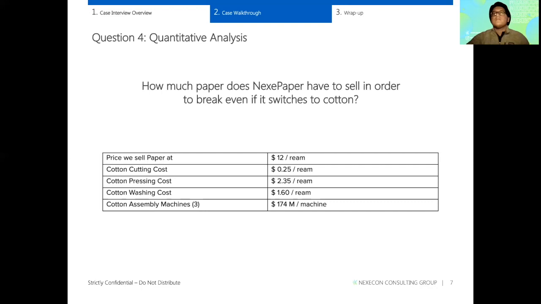We have this exhibit here. We want you to figure out how much paper Nexapaper has to sell to break even if we make the switch to cotton-based paper. So take some time to go ahead and look at this exhibit. Maybe tell me what you see, and then also let's figure out how much paper Nexapaper has to sell to break even. Definitely. Yeah, I'm just going to take 20 seconds here, make sure I read through this and then come back to you. Great.